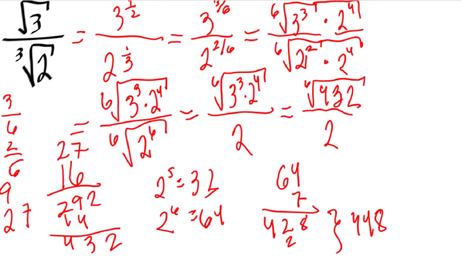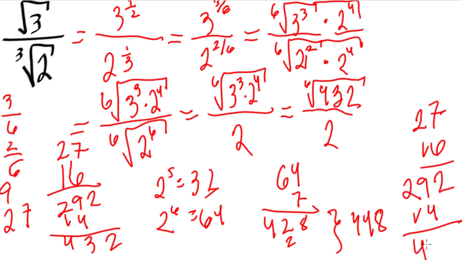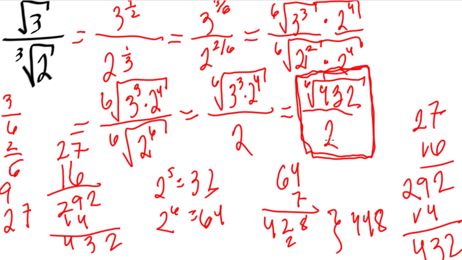What else? Let's try again. 27 times 16, just to double check. 12 plus 7 is going to give me 19. 7 times 6 is going to give us indeed 42. So therefore we have 432. So that's correct. If you know some numbers which can have a factor of a perfect sixth root of 432, you may write that in the comments below. But for now, the correct answer is the sixth root of 432 all over 2.